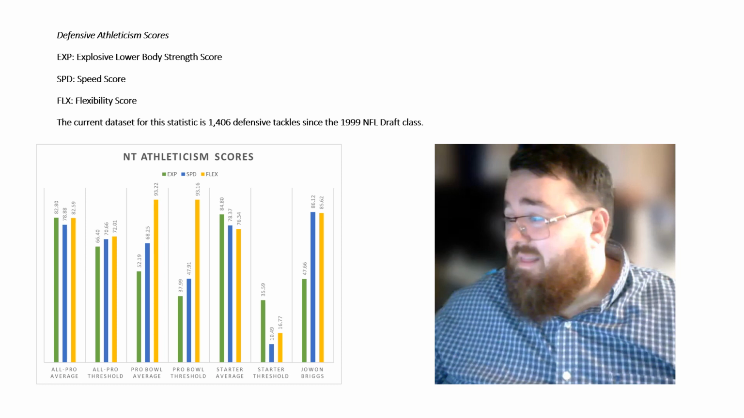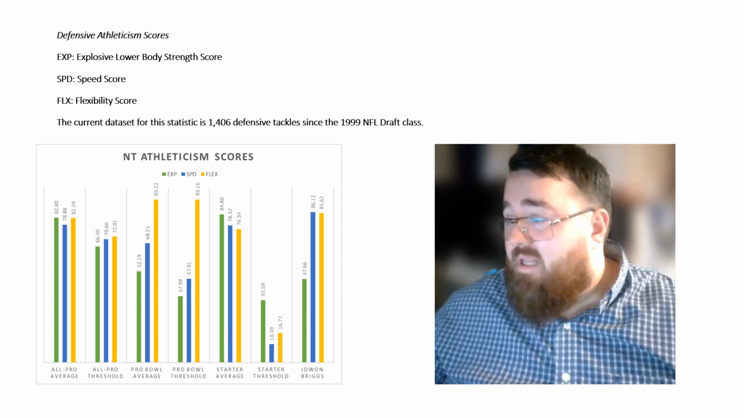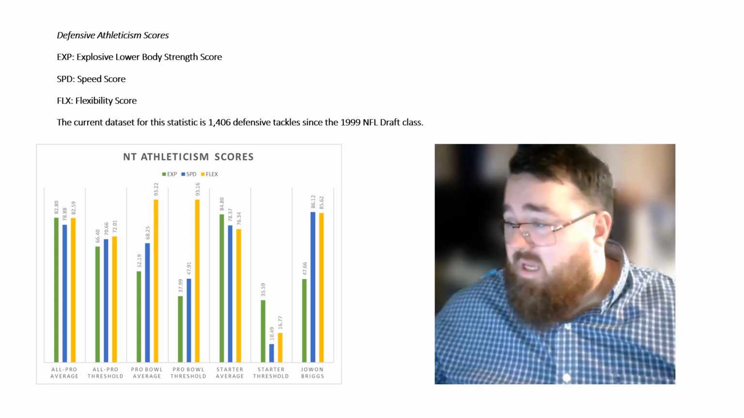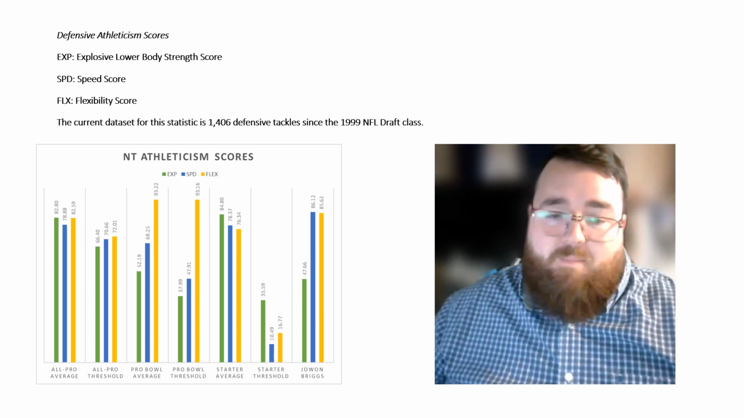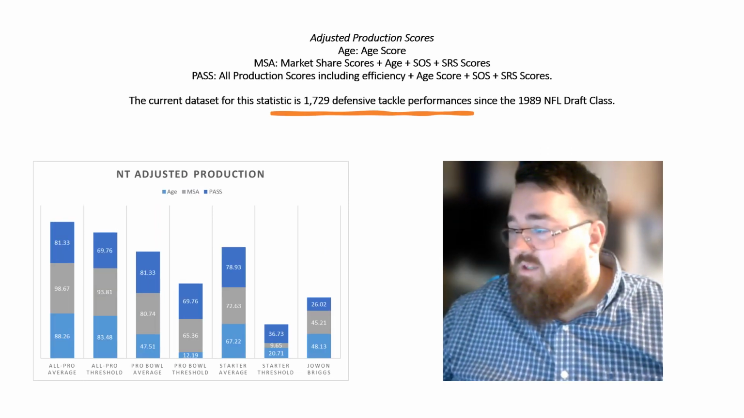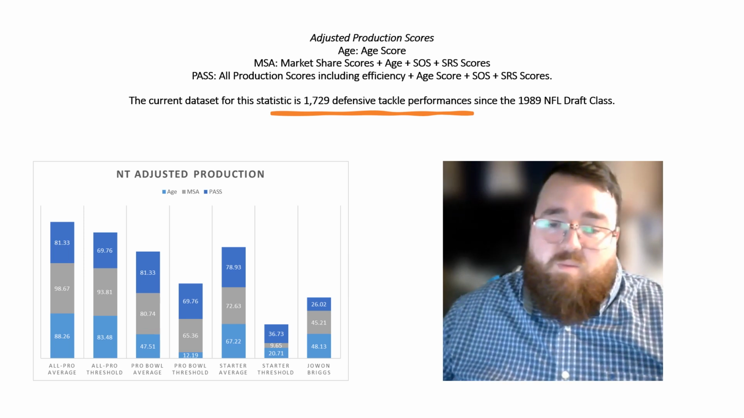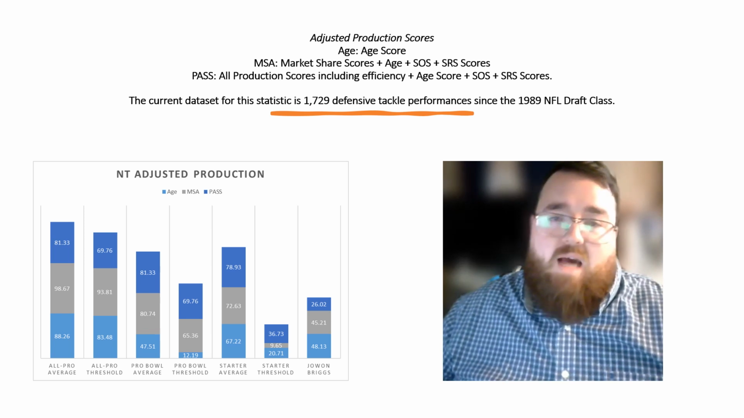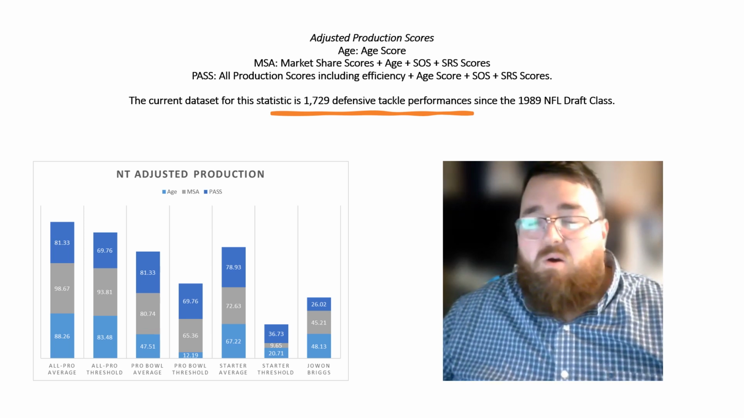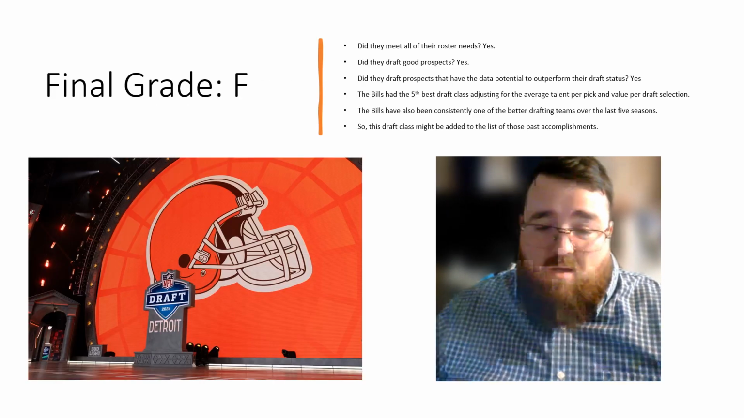But when you look at his athleticism traits, he was a very good athlete. He had above average, near elite speed, and near elite flexibility for his size, which are all the numbers that you really want to hit for that position. But his adjusted production traits are nowhere near the starter averages for the position. So I would say he's closer to sort of a backup rotational guy than somebody that could end up becoming a starter, even though he is a really good athlete.